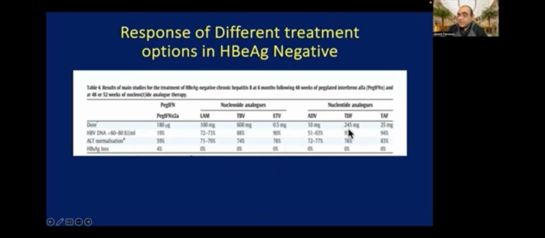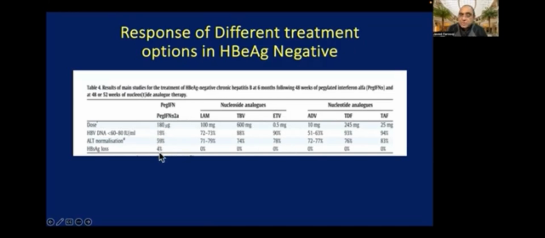Similarly, the other drugs are TDF and TAF. Again, in 93 and 94% the DNA control is there, and the ALT normalization is again 76% and 83%, and HBs antigen loss is not happening. So the point is that if we compare the oral drugs with pegylated interferon, pegylated interferon is a finite therapy, and this is the indefinite therapy.